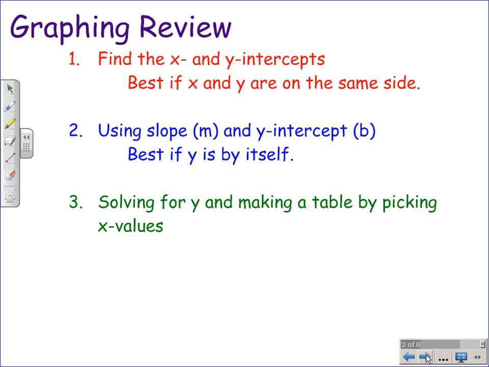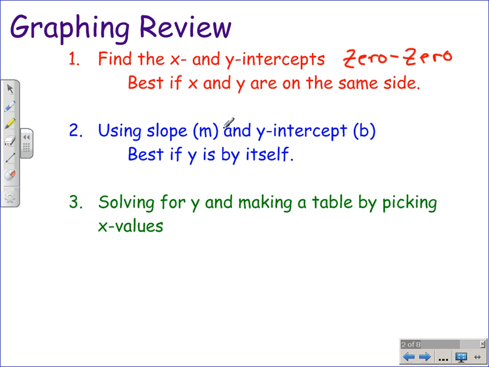Graphing review. There are three basic ways that you've been taught how to graph in Unit 6. The first way was to find the x and the y intercepts. That is best if the x and the y are on the same side, also known as standard form. So if an equation is in standard form, you're going to want to use the x and y intercepts method. That's also known as the 0, 0 method.